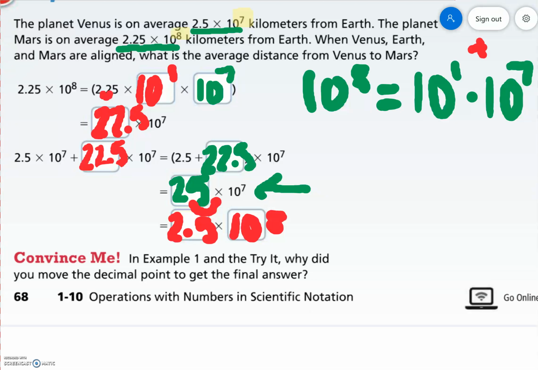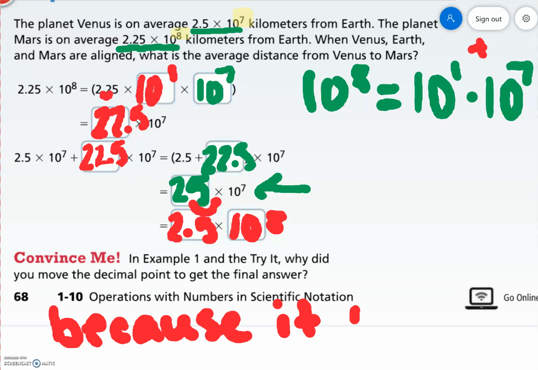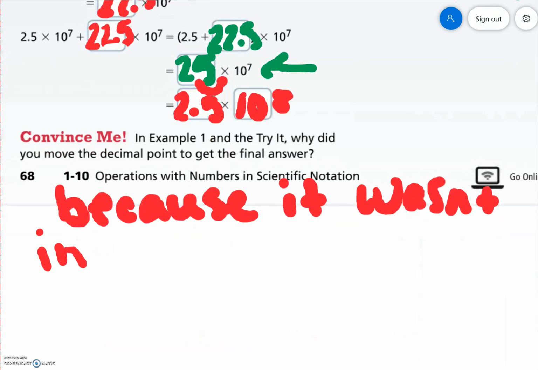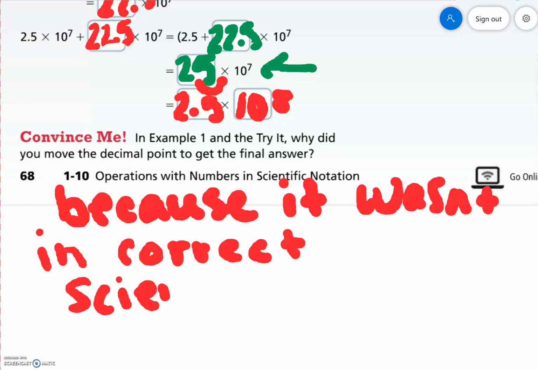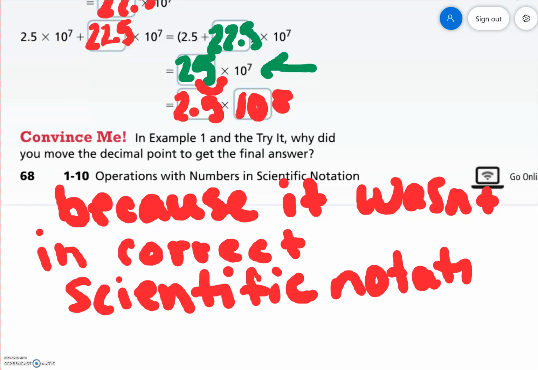Convince me. In example 1 and the try it, why did you move the decimal point to get the final answer? Because it wasn't in correct scientific notation. Remember, scientific notation is one of our vocab words, so you need to make sure you know what it looks like and what it means, what the rules are.